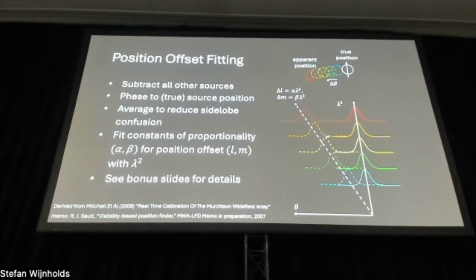And so, in order to fit those offsets, we have to do that per source. We start off by subtracting all other sources in the sky as well as we can. We phase to the actual position of the calibrator that we're looking at. We average across time and frequency to reduce the contribution from other sources in the sky. And then we fit constants of proportionality, alpha and beta, that tell us how much the source has been deflected in the L and M directions, the direction cosines, with lambda squared.